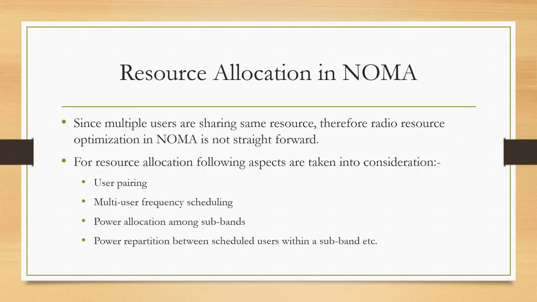Now there's multi-user frequency scheduling and power repartition between the scheduled users, which is required when there is dynamic frequency allocation along with power allocation between different users. And power allocation among subbands. If a single channel is going to be divided into multiple subcarriers, then the power allocation needs to be divided accordingly.